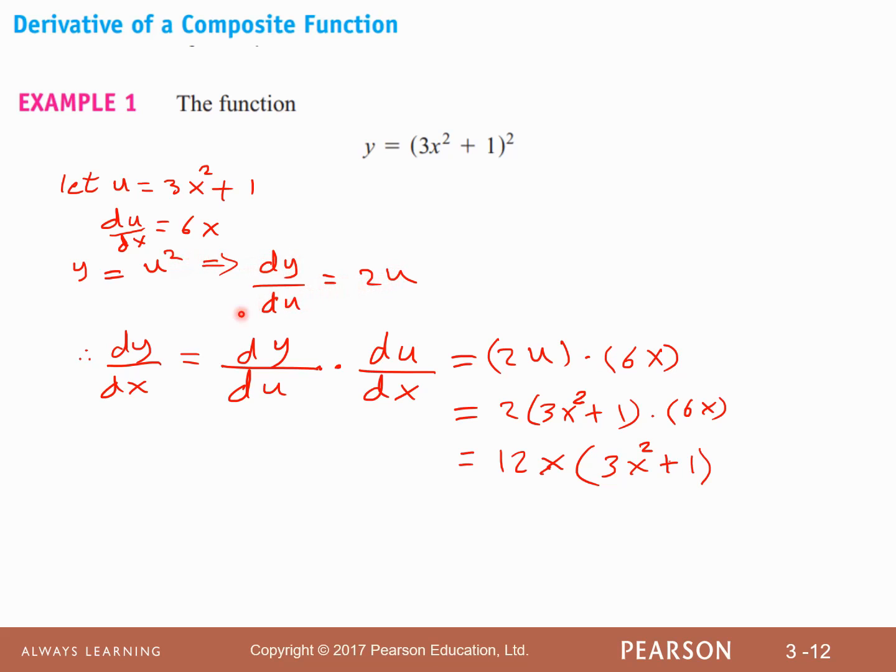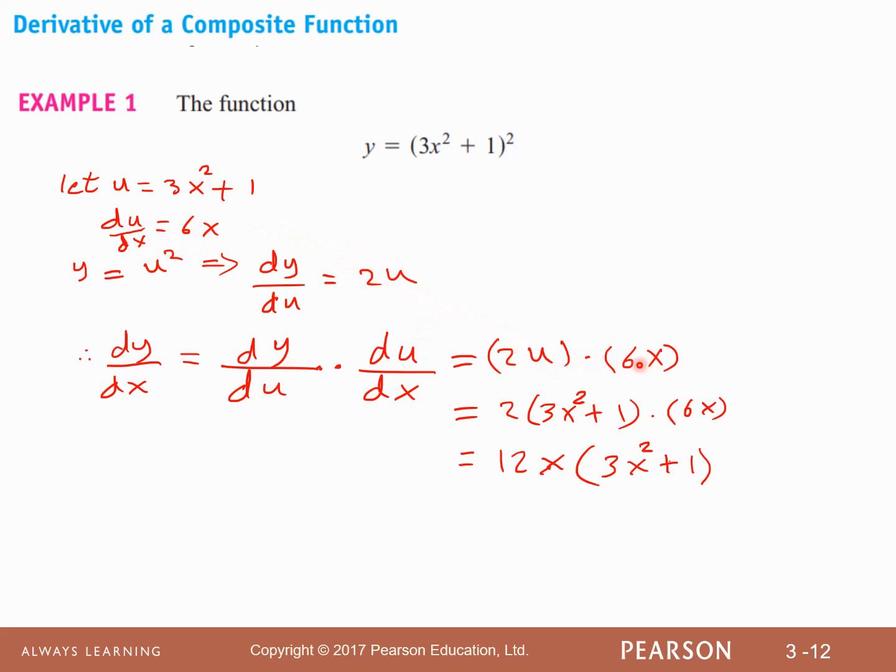Now we will use dy by dx equal to dy by du multiplied by du by dx. We know dy by du equals 2u, so we have 2u first, multiplied by du by dx. We already have du by dx equal to 6x. So it's 2u multiplied by 6x.